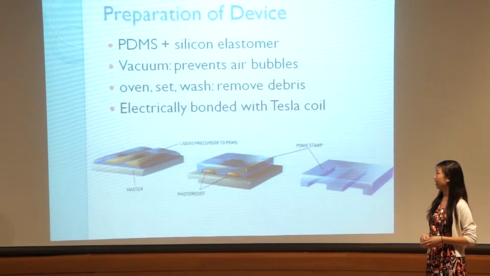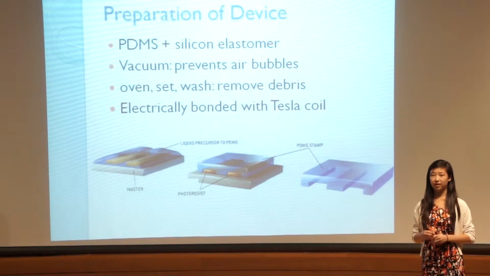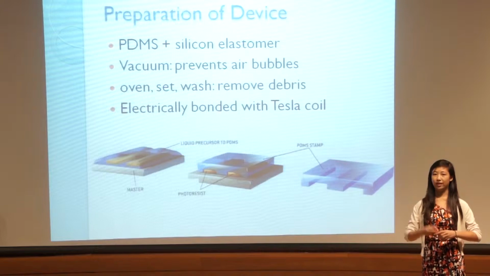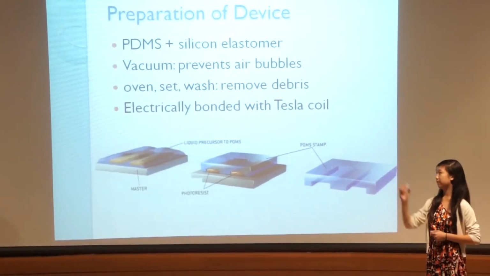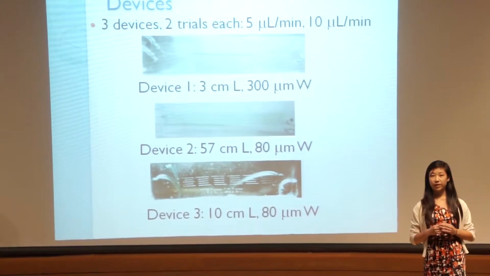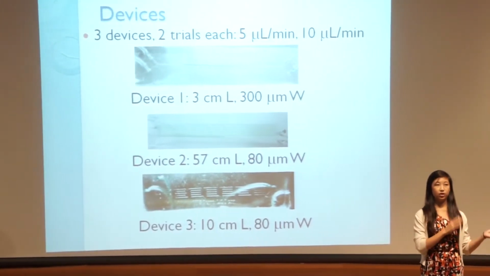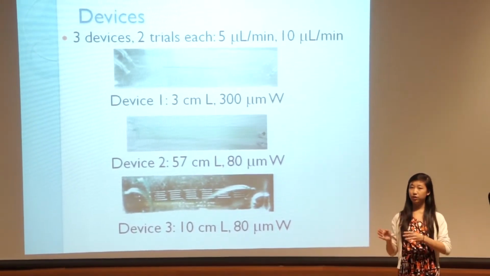And we bind the PDMS electrically with a Tesla coil to a sheet of glass, and it looks like this. It's very small, as you can see. For our experiment, we chose 3 devices that follow a logical flow, from simple to more complex.